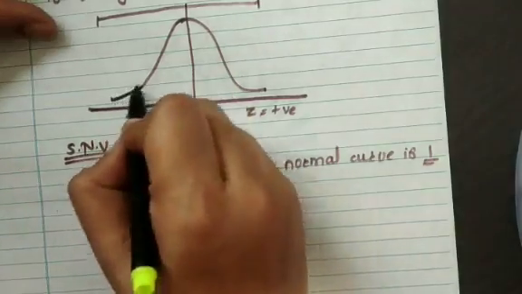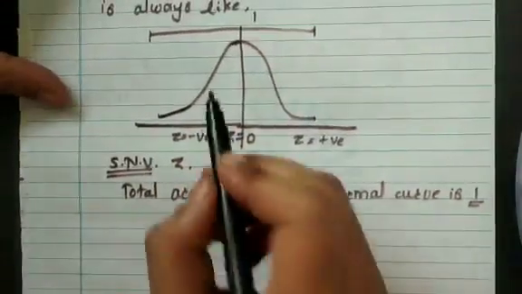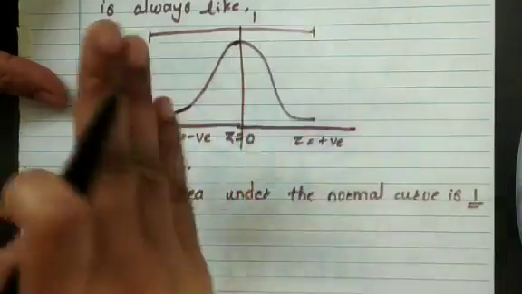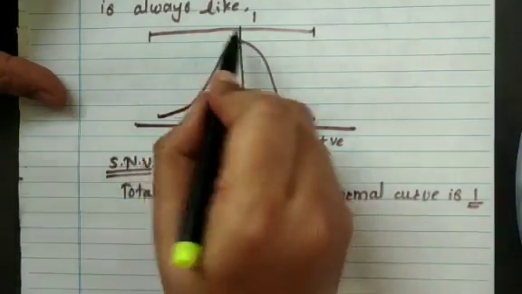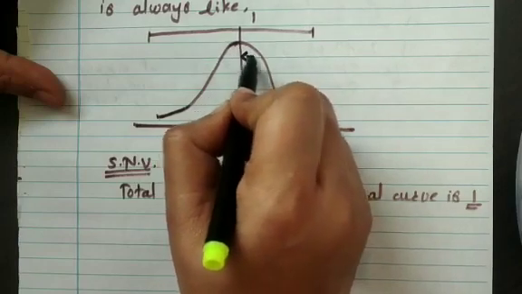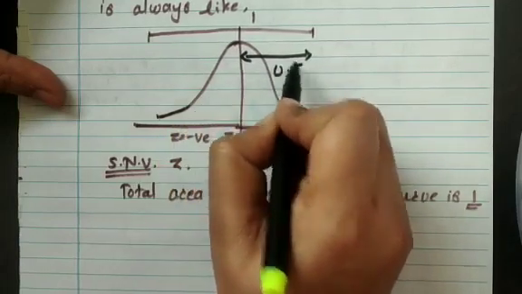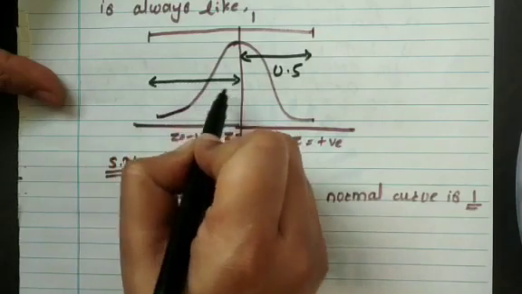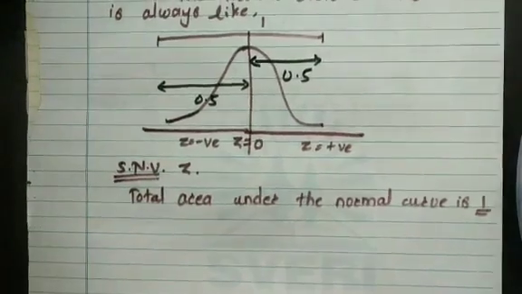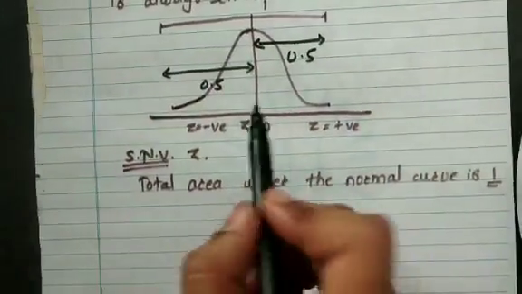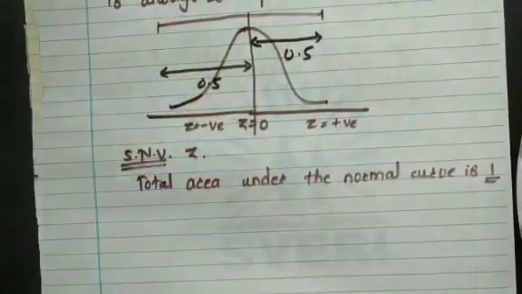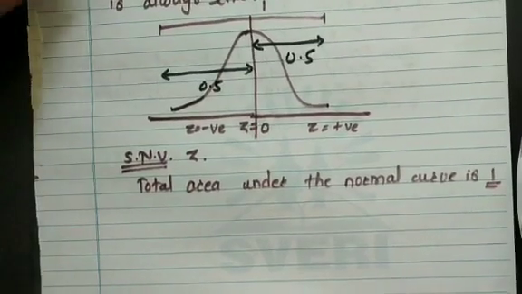As this is a normal curve, it is exactly a mirror image of this side and that side. So as total area is 1, it is exactly the middle position. So area on this side is 0.5, and obviously area on this side is also 0.5. Remember this. The right hand side area from the middle position is 0.5, and the left hand side is 0.5 on your curve.